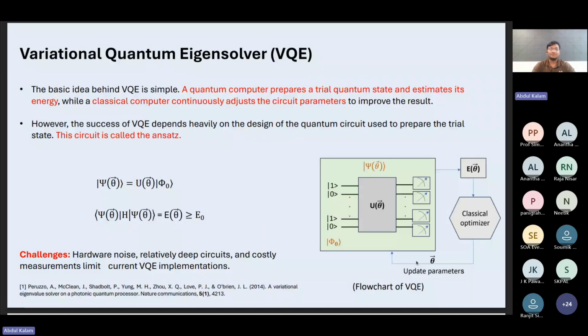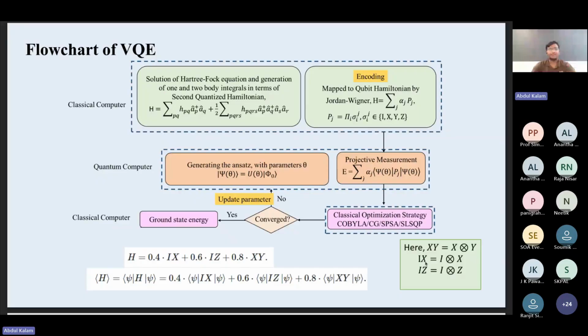But this kind of algorithm comes with a challenge also: hardware noise. If you have prepared a deep quantum circuit, that can be a big issue because each operation comes with noise. These are some limitations of VQA also: if we have a very long or deep quantum circuit, or it has a lot of one- and two-qubit operations, it may yield wrong eigenenergies because of the noise. These are the operations handled by the classical and quantum computers.